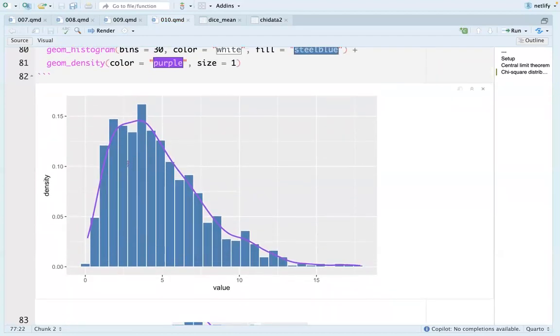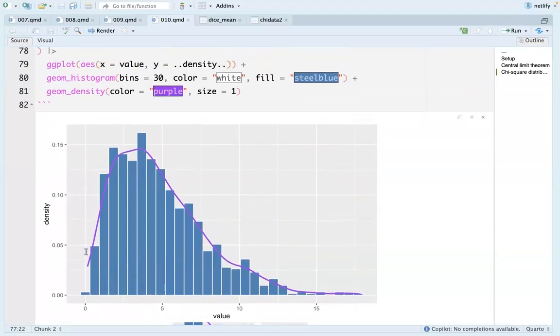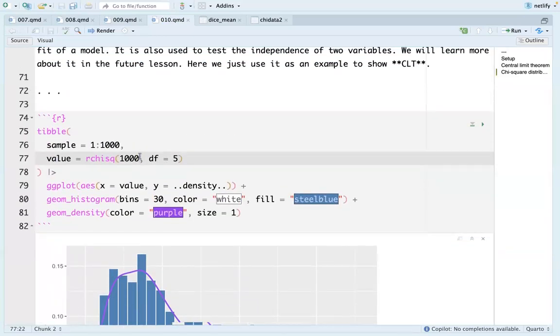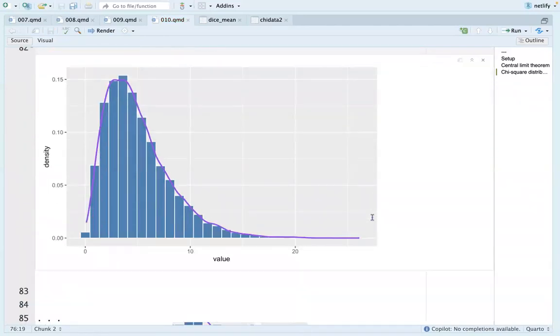Yeah, this is more typical of a chi-square, with a peak at the beginning side and a non-right tail. Change it to even bigger. Yeah, it's great.